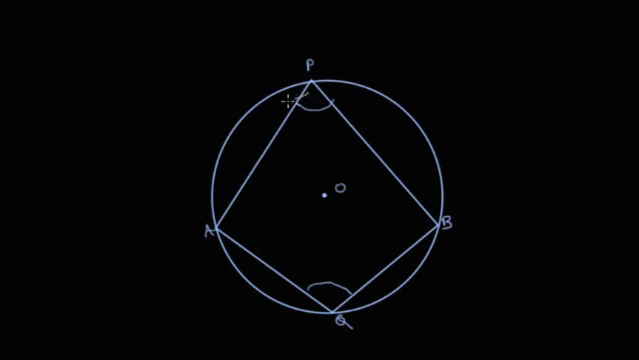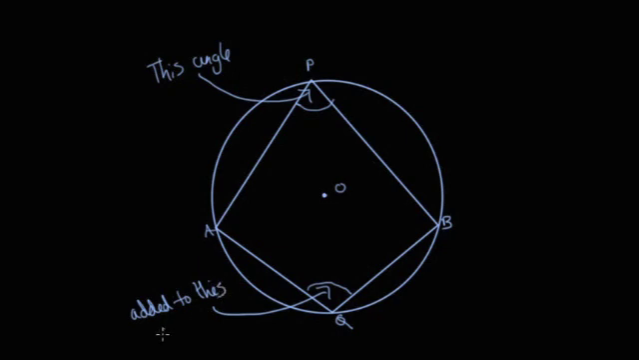And this theorem states that this angle plus this angle equals 180. So if we call this angle P, and this little p and little q, then p plus q is going to add up to 180. So let's now consider the proof for this.